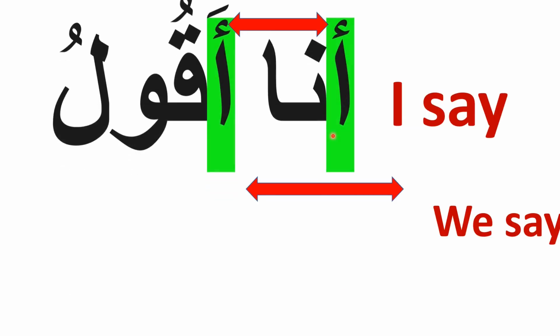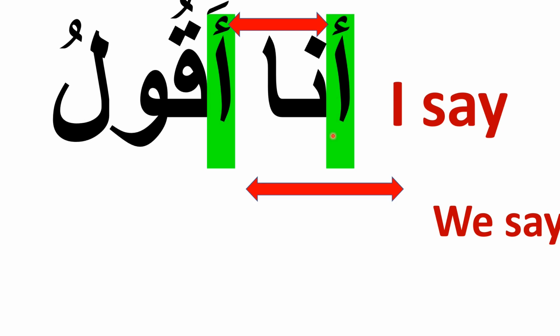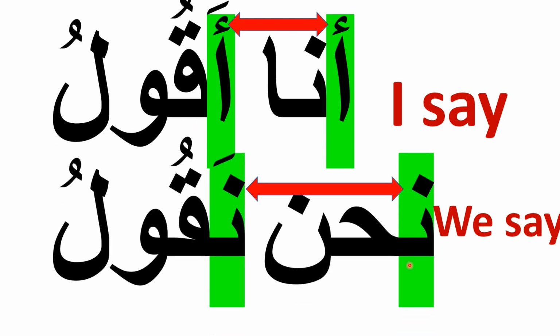Now we are going to conjugate the verb قال. We will begin with the first person, meaning when you are talking about yourself. أنا أقول, I say. نحن نقول, we say. As you notice, the prefix of the verb and the pronoun share the same first letter. أنا أقول, نحن نقول.